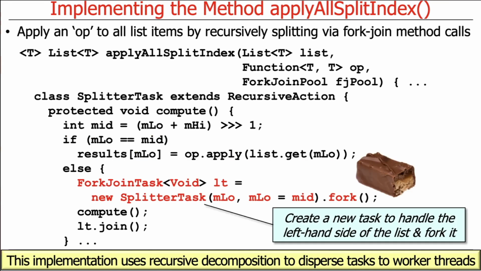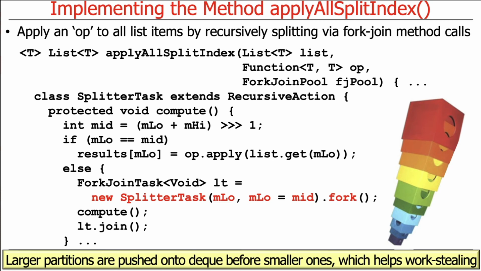Otherwise, what we do is we split the task, and this is clever. We make a new splitter task, which is going to be from low to mid, and we fork that. And then we call compute, and then we call join. And notice that we're not getting any return values here. We don't have to deal with return values. That's because we're using a recursive action, which doesn't require a return value. And the other thing to note is that we're storing these into the results array, so we don't have to copy anything. So we're using recursive decomposition to disperse tasks to worker threads, but we're not having to do any data copying.